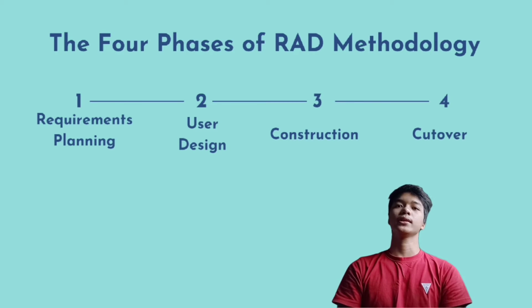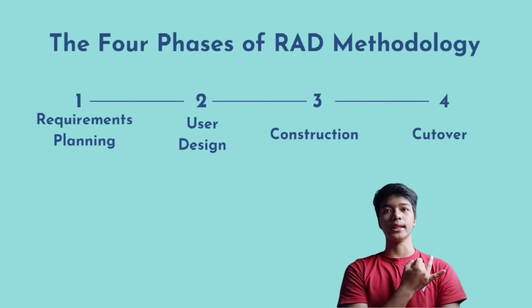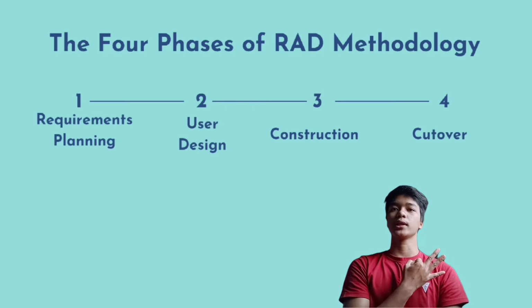The 4 phases of rapid application development methodology. The first one, requirements planning. The second one, user design. The third one, construction. And the fourth one is cutover.